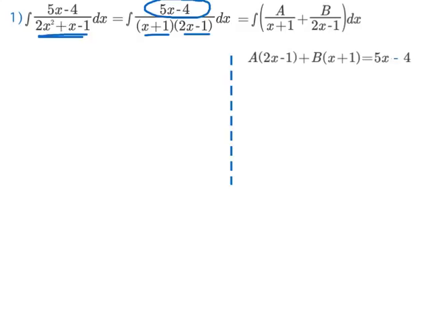So pause the video, distribute through that A and that B for me, and come back to me. We should have A times 2x is 2Ax minus A plus Bx plus B equals 5x minus 4. Okay, the next thing I'm going to do is group together my x terms and my constant terms.